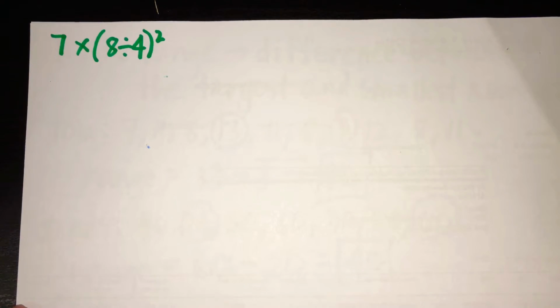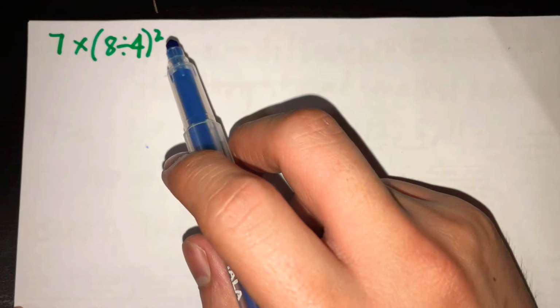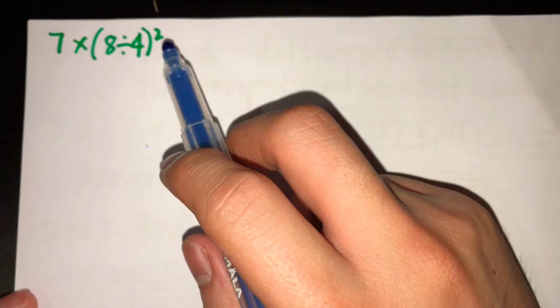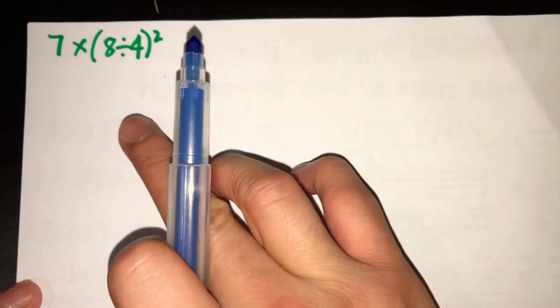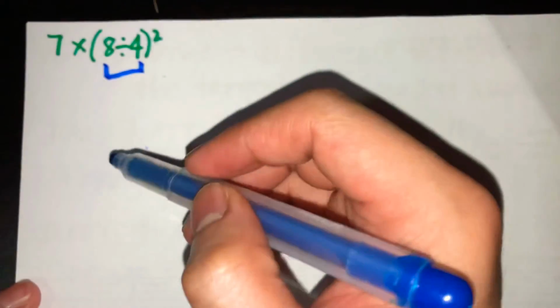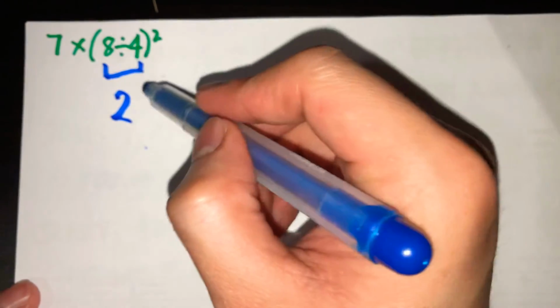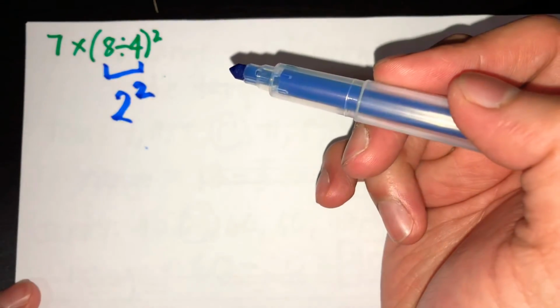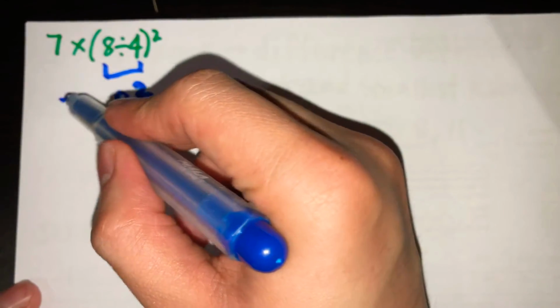Now let's go to the third problem. This problem now involves a bracket and a power or an index. So let's start first by evaluating the bracket. We have 8 divided by 4, which is equal to 2. Now this quantity is raised, so we have like that. Then we have 7 times 2 raised to 2.